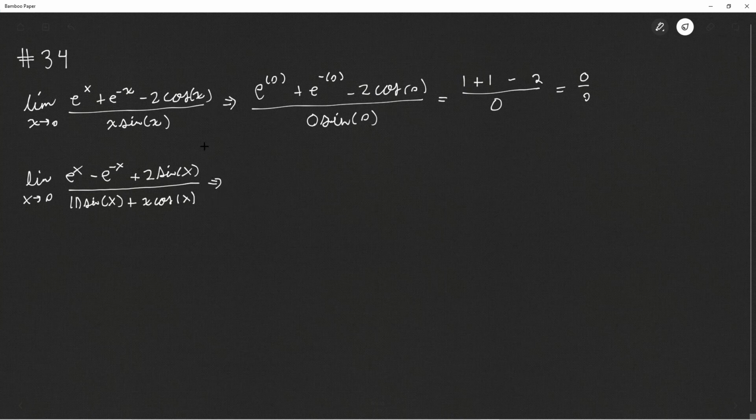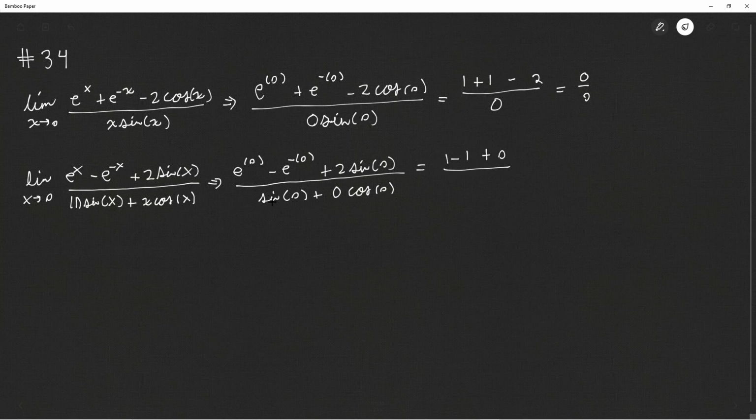So now when we test it at point 0, we get e to the 0 minus e to the negative 0 plus 2 sine of 0 divided by sine of 0 plus 0 cosine at 0, which is going to be 1 minus 1 plus 0 divided by 0 plus 0. So again, we get 0 divided by 0. So we need to take another derivative.